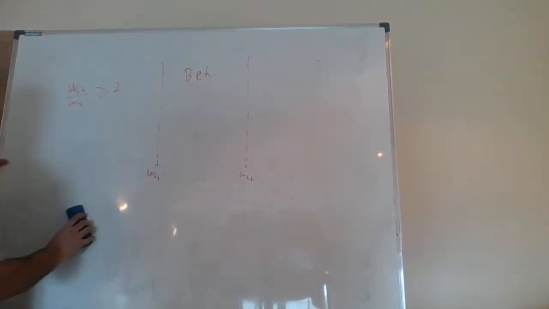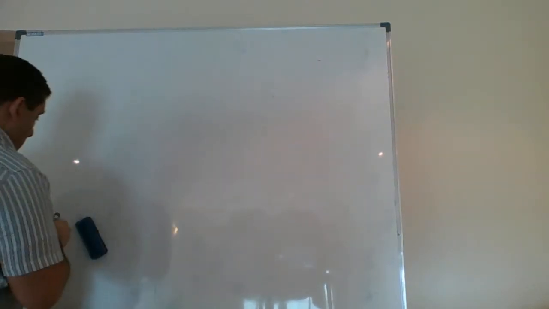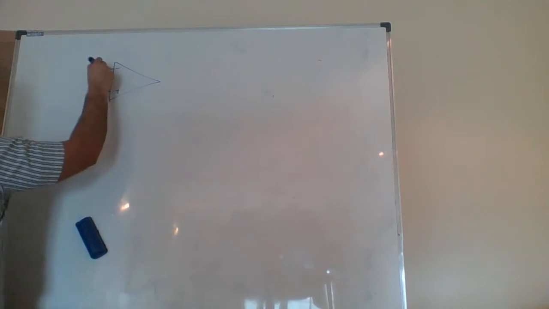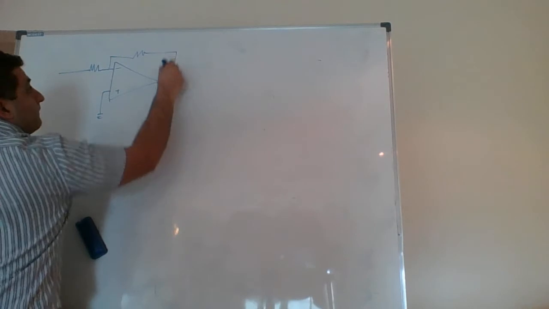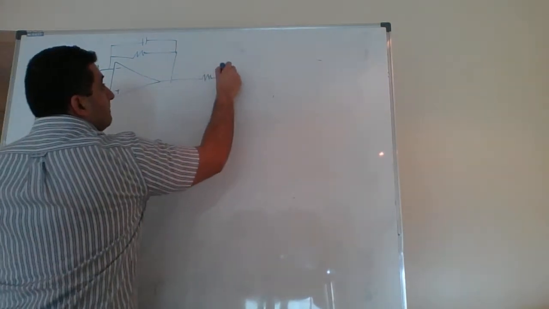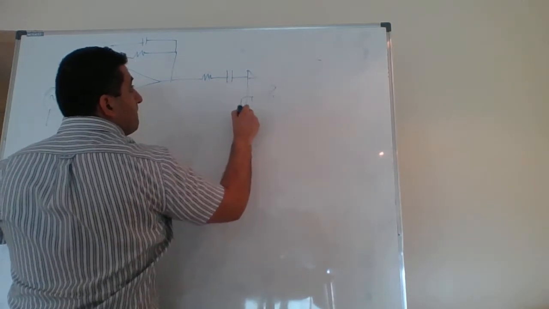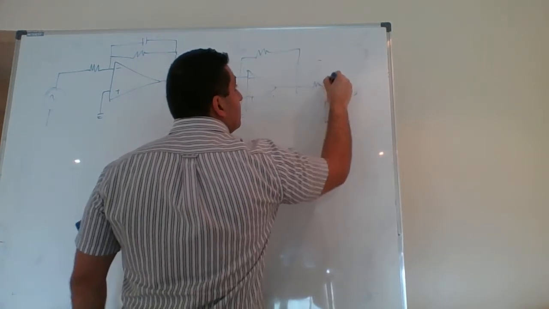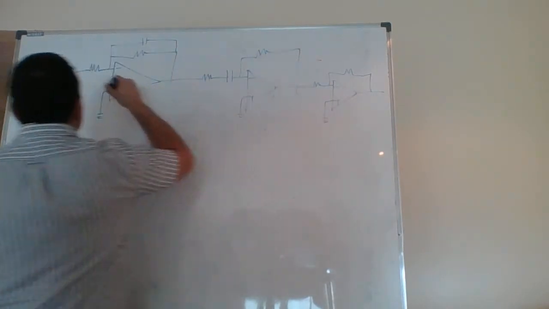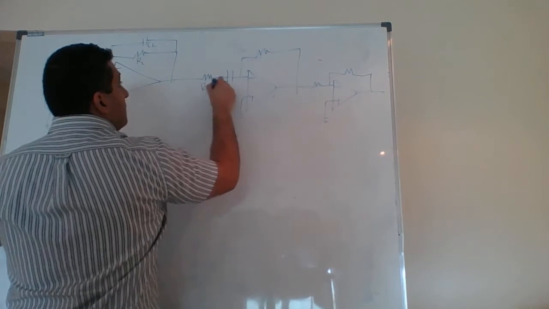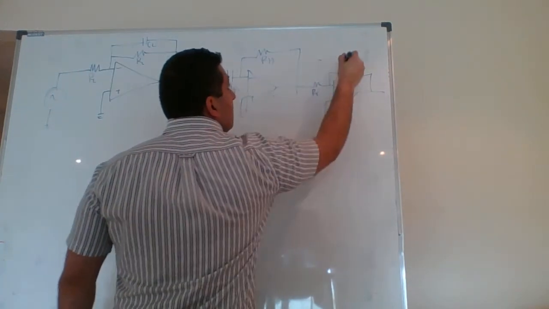Look, how can I design my system? In here, goes into here. At the end, I have this. This is R low, C low, this is RH, CH, this is RI, and this is RF.